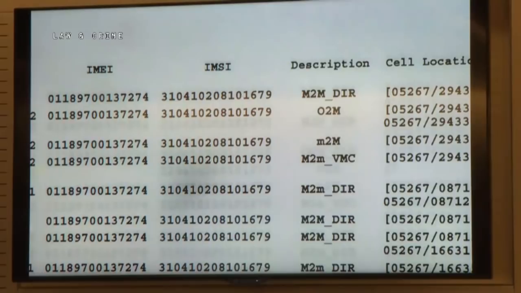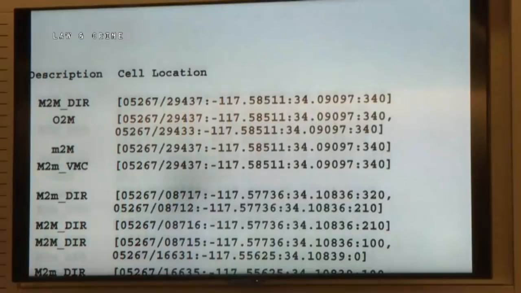The next column is a description. It gives you an idea of what went on. You have a mobile-to-mobile call, an outside-to-mobile call, which would be like a landline calling a mobile. As you can see, about the fourth item down, it says VMC, and that's a voicemail check, indicating the person checked their voicemail. So there's a series of codes there that will indicate kind of what occurred with that particular phone call. And last but not least, the last column on the right is?